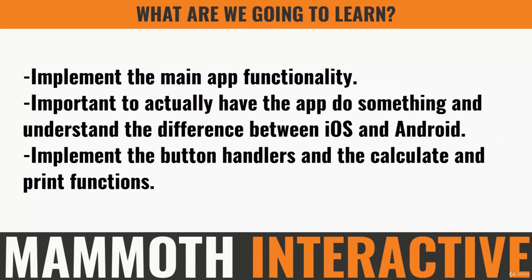We need it to actually do something, and it's a good chance to understand the difference between the iOS and Android flow. So specifically, we're going to implement the button handlers and the calculate and print functions, and then have them all call each other so that when the button is pressed, the total cost is calculated and printed out.